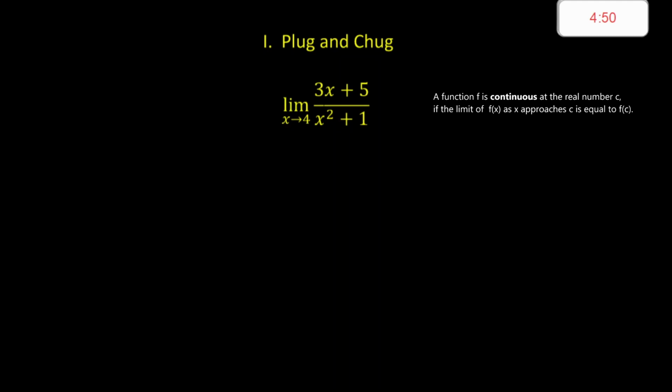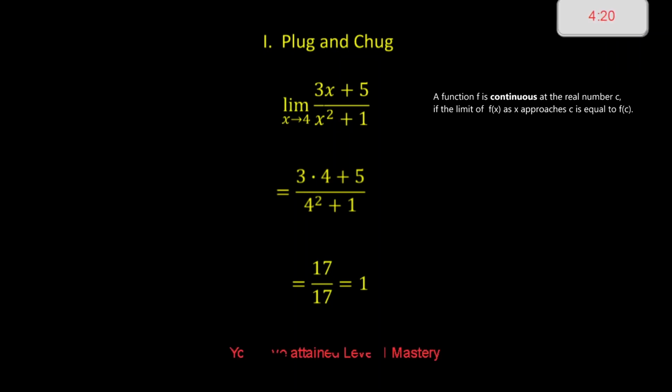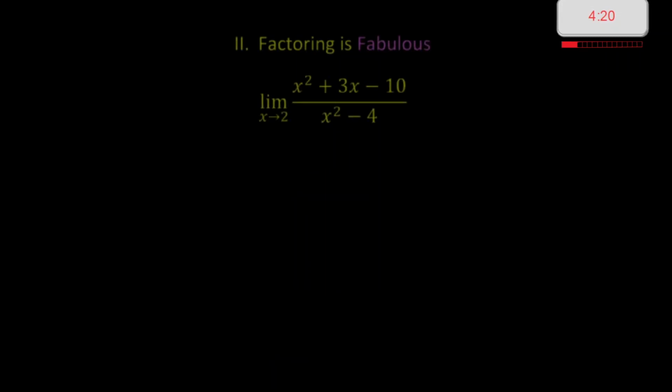So this is a rational function that is defined and continuous everywhere. So we can find the limit as x approaches 4 of this function by just plugging in 4 for x and evaluating, taking care to do multiplication before addition. So we end up with 17 over 7, which is 1. Congratulations, you have now attained level 1 mastery.